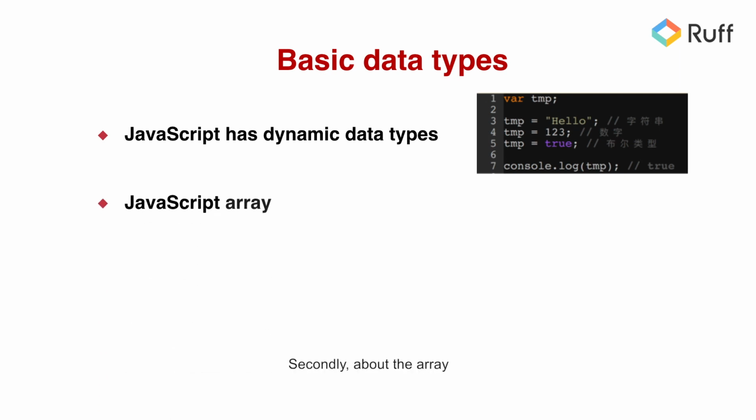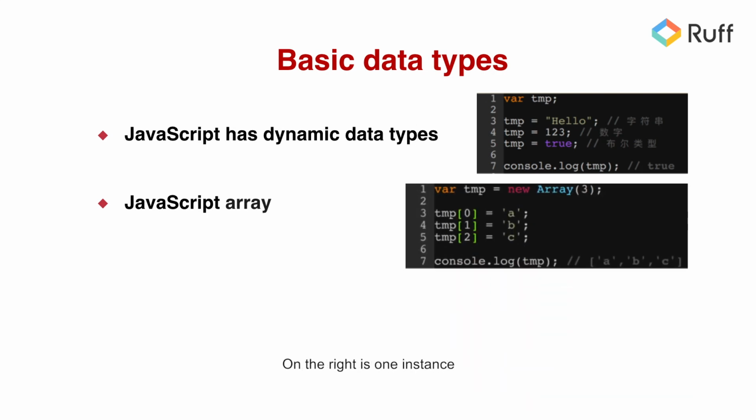Secondly, about the array. Arrays exist in almost all the languages. It roughly means from 0 to n minus 1, accessing n variables. On the right is one instance. Here, I define temp, a variable, as an array. Then I assign it A, B, C, and then print it.